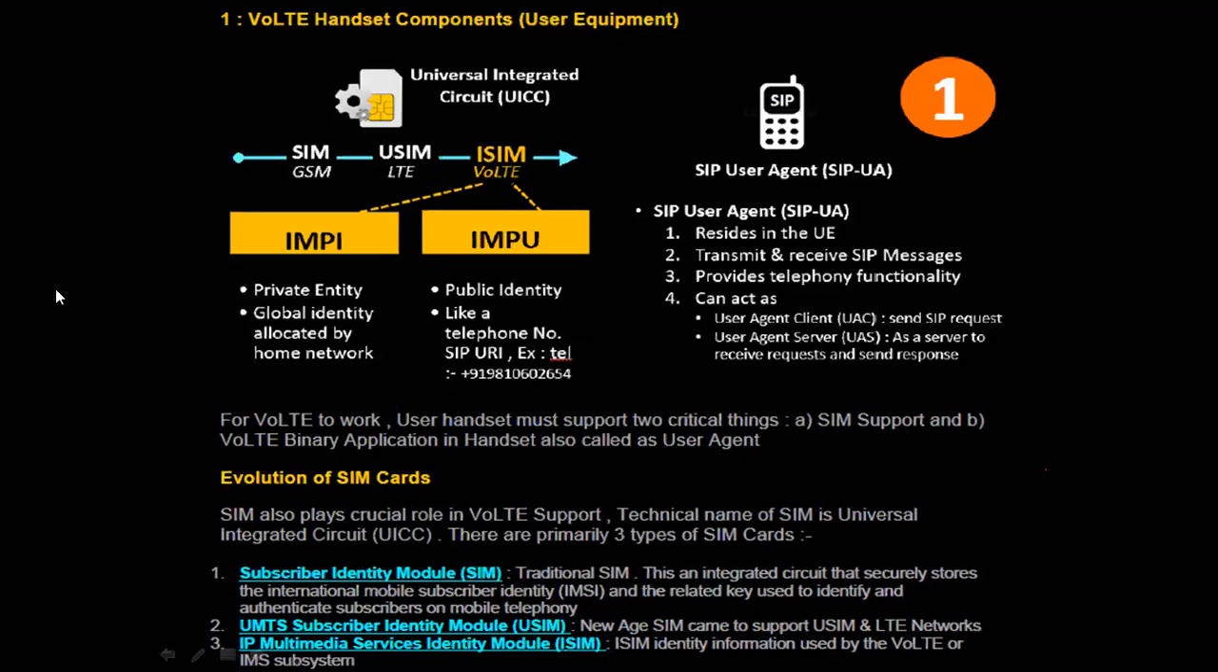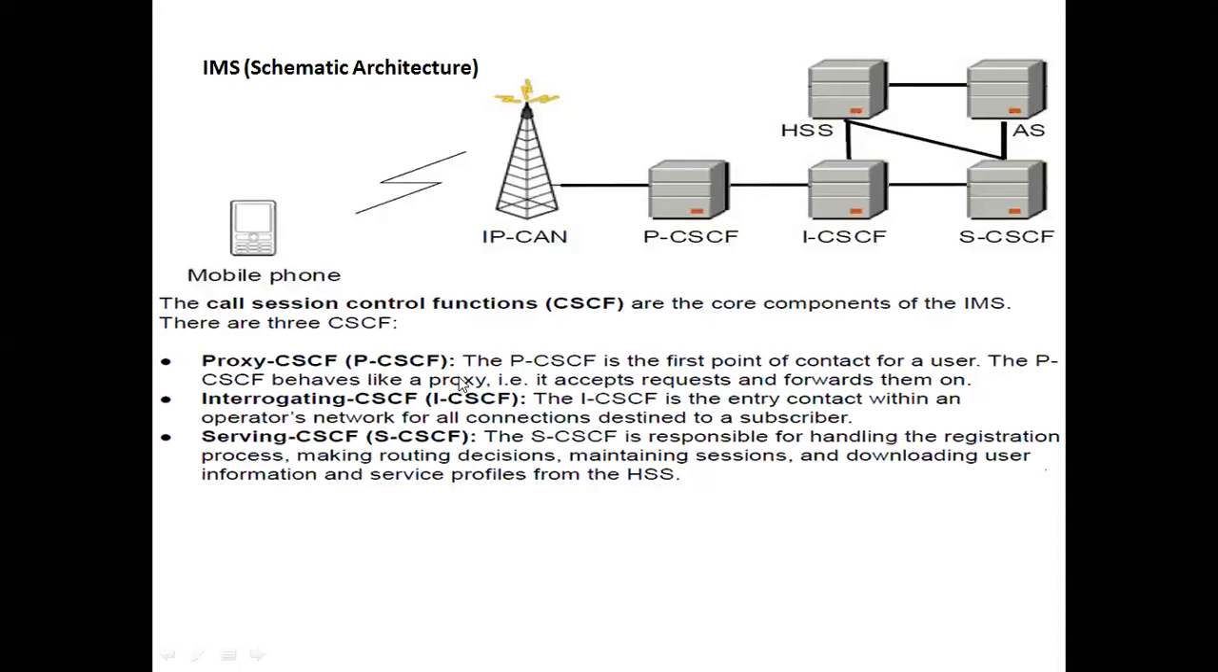So what is IMPI? IMPI is a private, global identity allocated by the home network, and IMPU is a public identity, like a telephone number, like a SIP URI. Once you check the SIP URI in an upcoming slide, I'll show you that your mobile number is included in it.